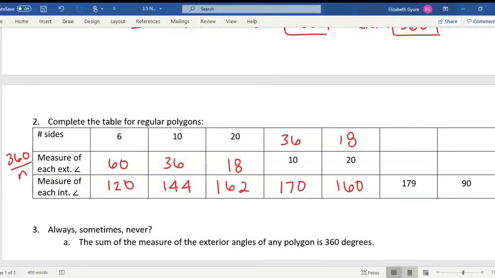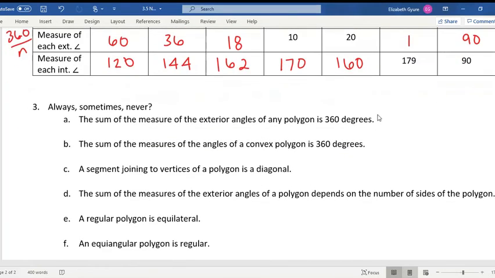And then if you're given an interior angle, you can easily find the exterior by subtracting from 180. So for this one, you'd get 1. And then 360 divided by 1 is just 360. Then for 90, 180 minus 90 is just 90. And then 360 divided by 90 is 4.